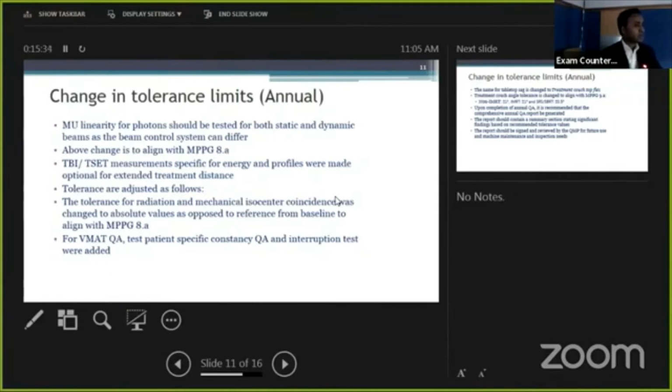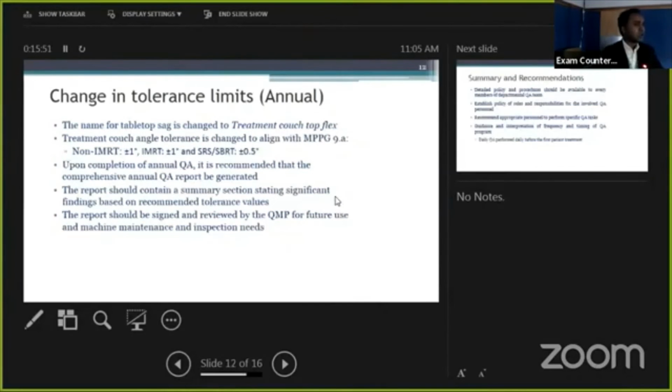So in this report, they recommend doing this test once with the beam running continuously, and another test with an interruption, where you stop the beam, run it again, complete the test, and compare both of the results.